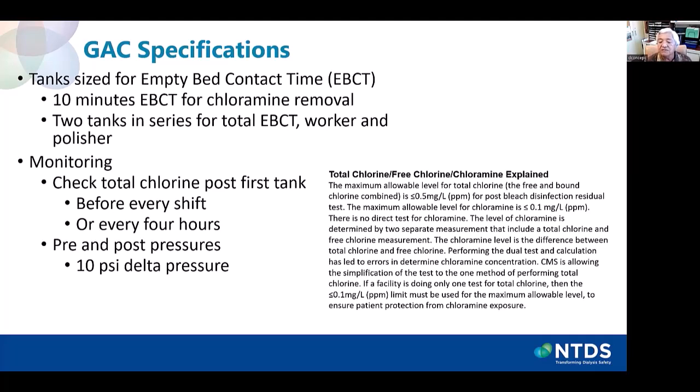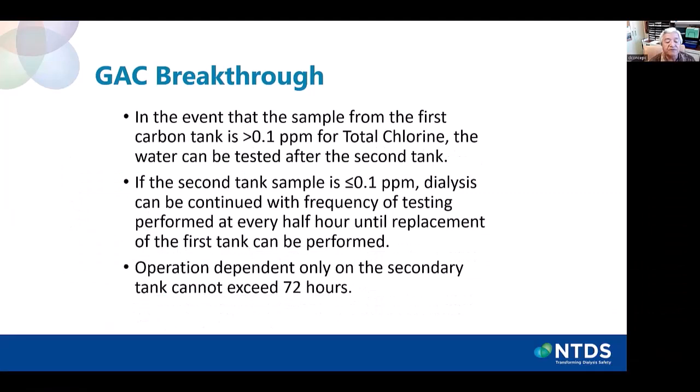CMS is allowing the simplification of the test to the one method of performing total chlorine. If a facility is doing only one test for total chlorine, then the less than or equal to 0.1 milligrams per liter limit must be used for the maximum allowable level to ensure patient protection from chloramine exposure. Breakthrough occurs when the carbon media can no longer effectively reduce the concentration of chloramine.